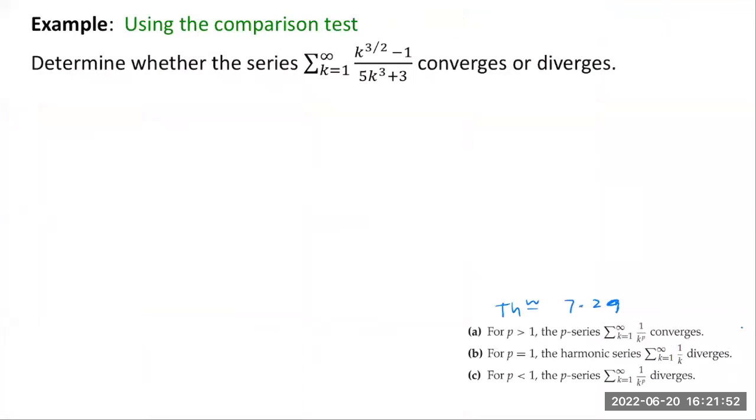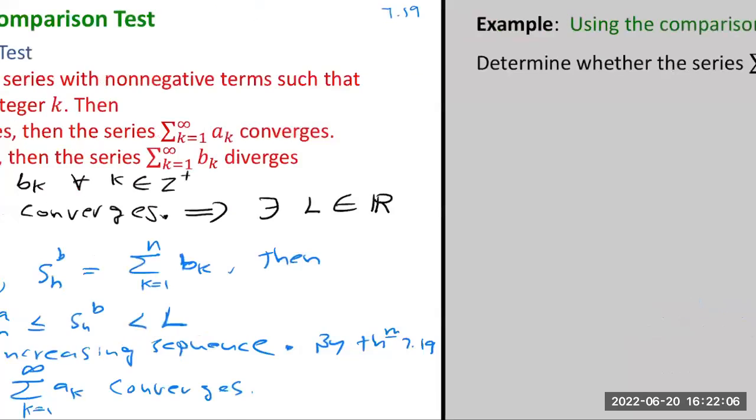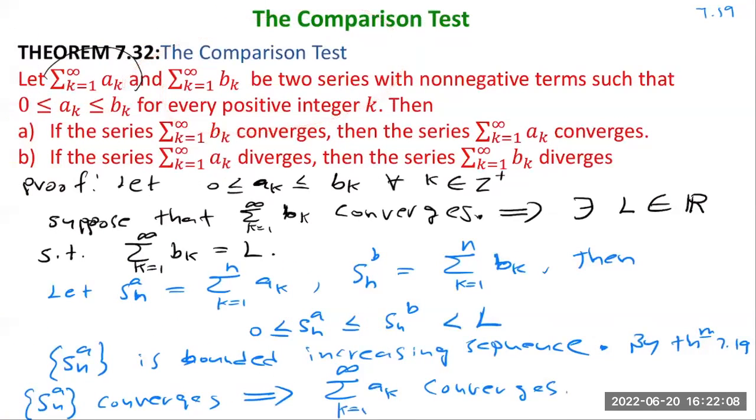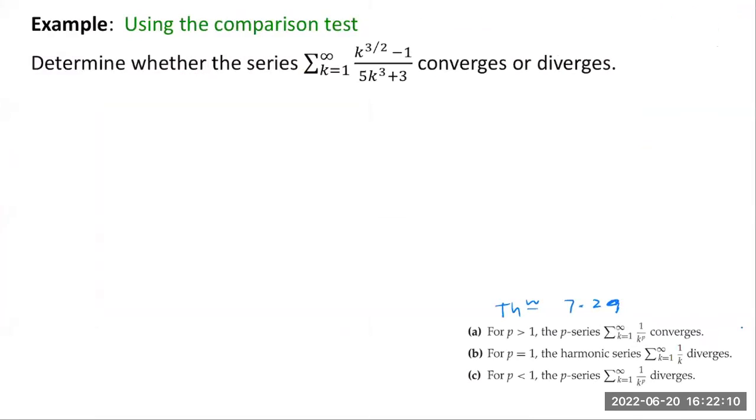All right, let's go over this example now. Determine whether the series sigma k goes from 1 to infinity of k to the power 3 over 2 minus 1, divided by 5k cubed plus 3, converges or diverges. Basically we will be using the comparison test. To use the comparison test, we need to have something to compare, right? So here is a common trick that you use to come up with something to compare to this series.